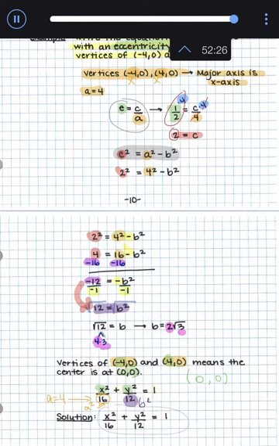And remember, with an ellipse, just like before, there should be a plus and it should equal 1. So that's everything. We end up with x squared over 16 plus y squared over 12 equals 1. And that's our final answer for our ellipse.